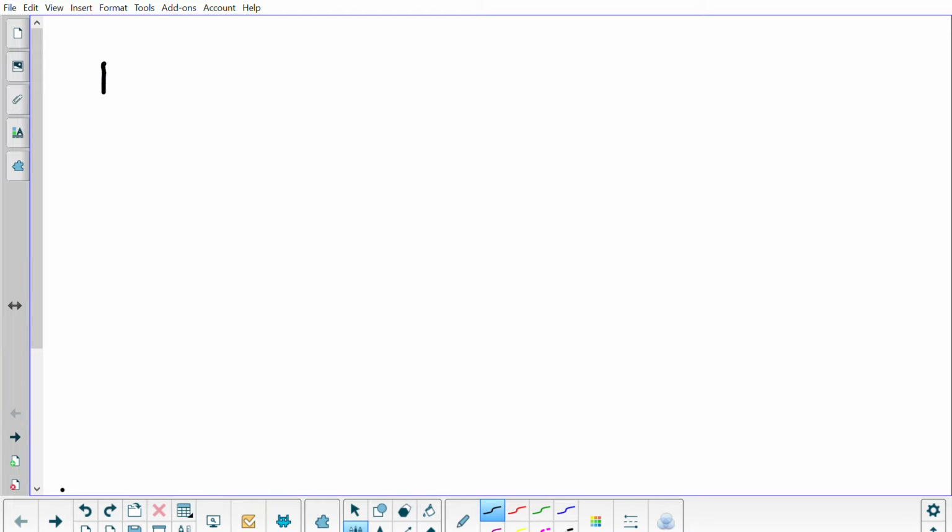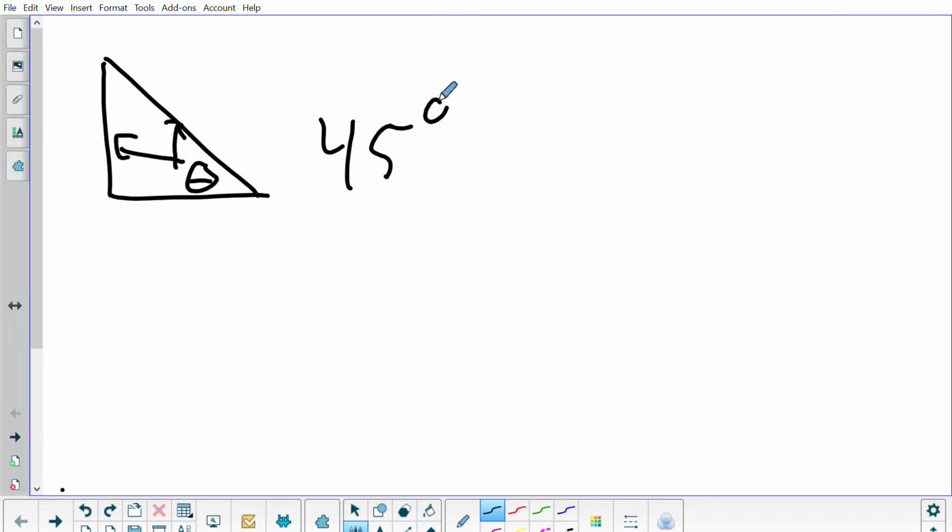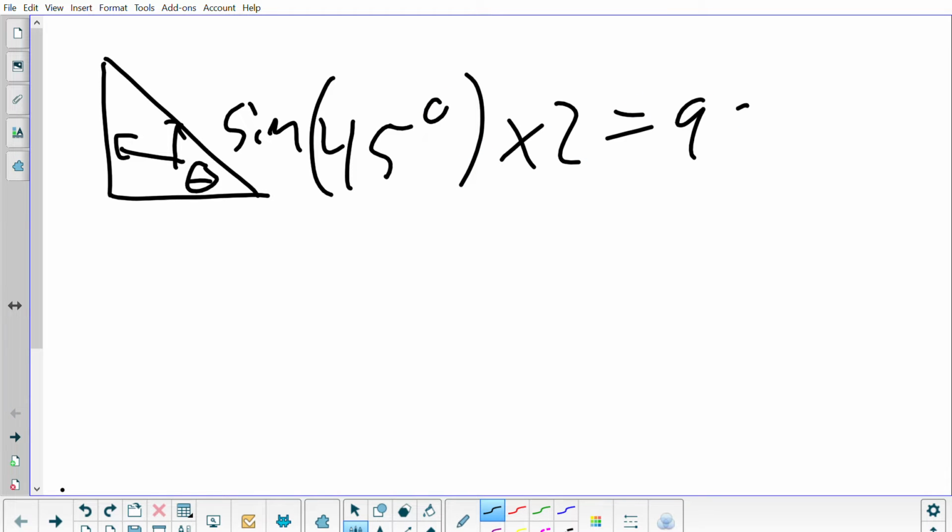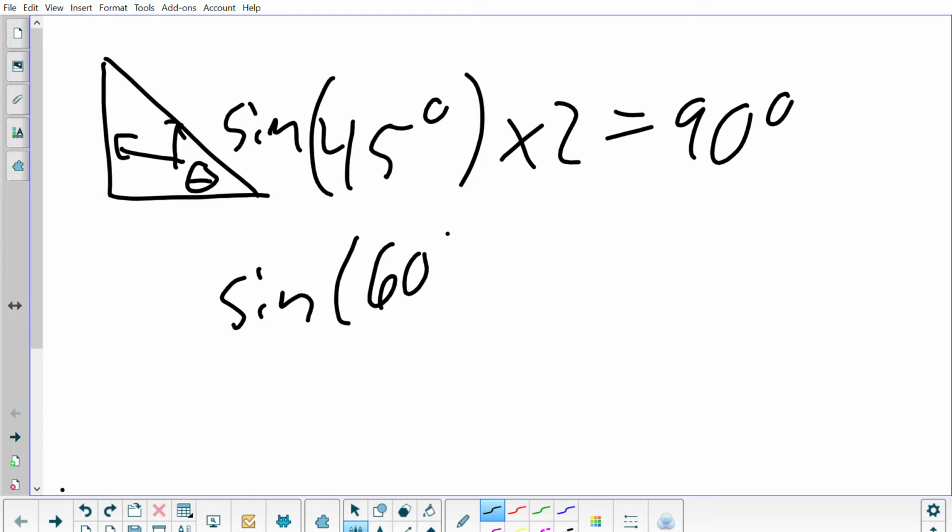So the basic idea is, let's say that we're trying to find theta and then find the sine thereafter. But we live in a society where we only know 45 degrees. Well, if we knew what sine of 45 degrees was, in theory we could just double it to figure out what 90 degrees is. And the same is true if, let's say, we knew what the sine of 60 degrees is. We could halve it to figure out what the sine of 30 degrees is.